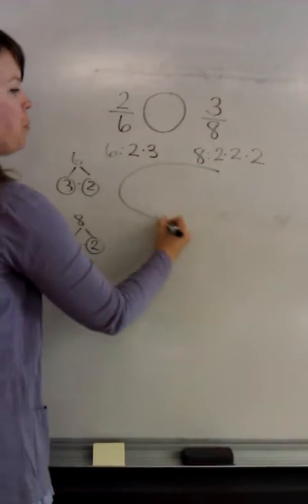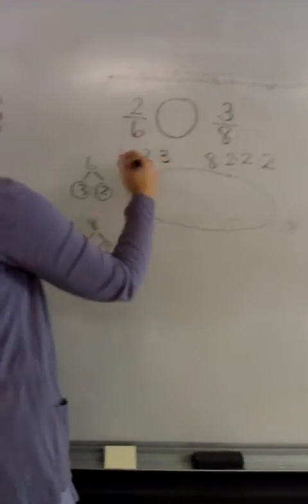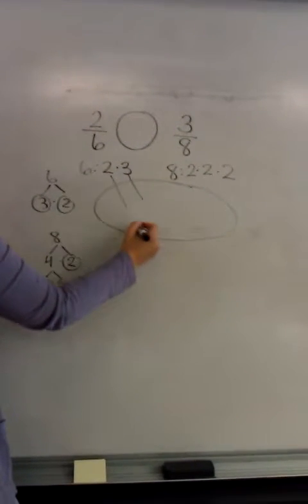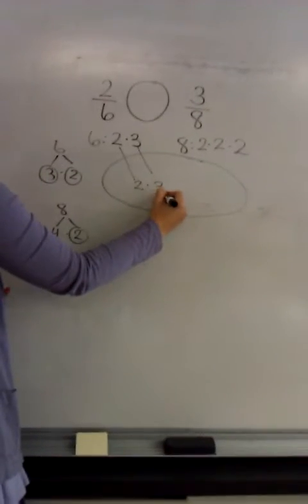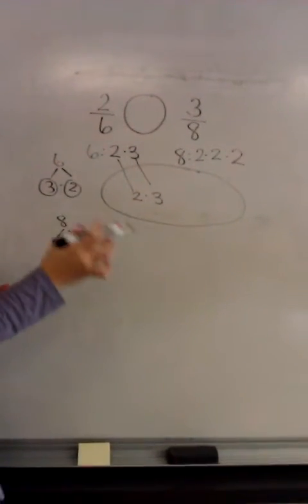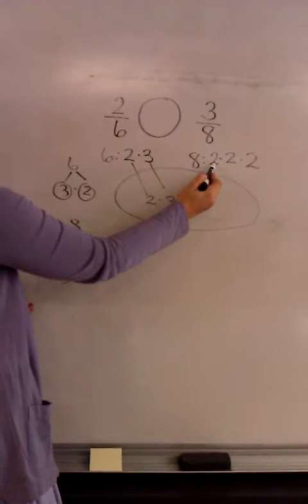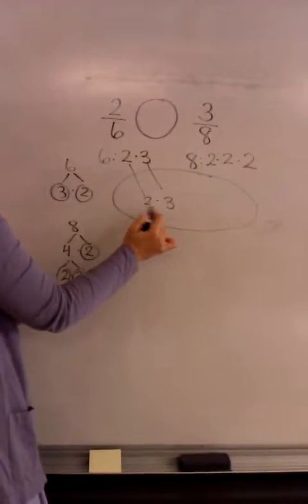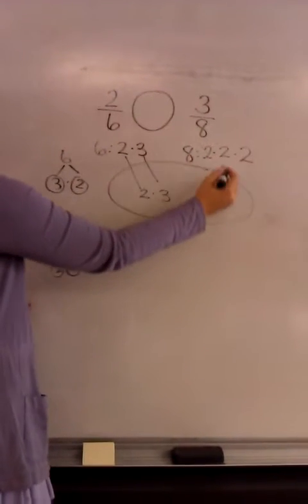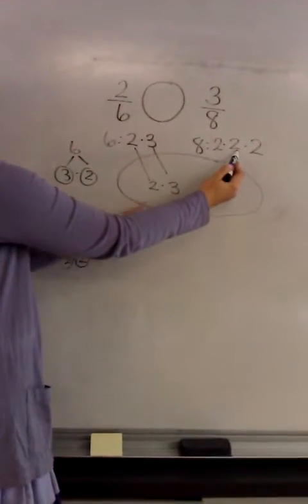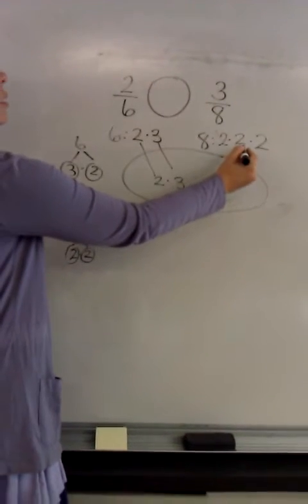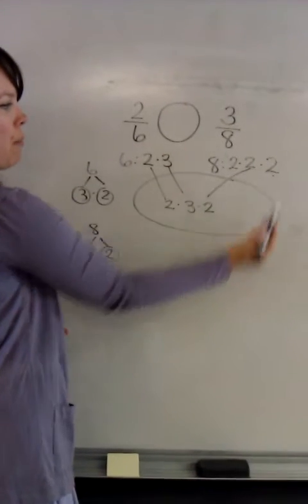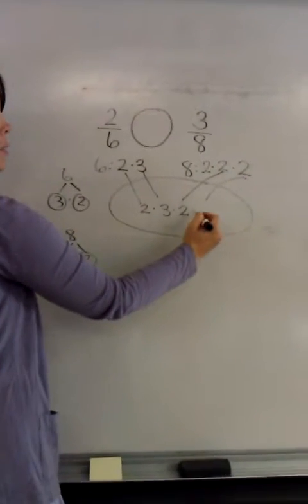Now I draw my bubble. Doesn't matter which side I start with. I'll start with this one. I put both of these numbers into the bubble, 2 times 3. Now when I get to my second number, I have to ask myself, have I put a first 2 in? Because if I have, I don't want to put another one in. And the answer is yes, I already did put a first 2 in, so I'm not going to put this one in. I ask myself, have I put a second 2 in the bubble? No, I don't have a second 2. So that one goes in. Do I have a third 2 in my bubble? No, I do not. This one goes in.